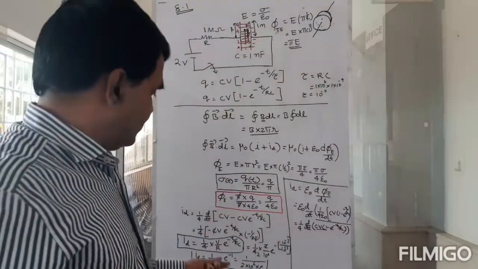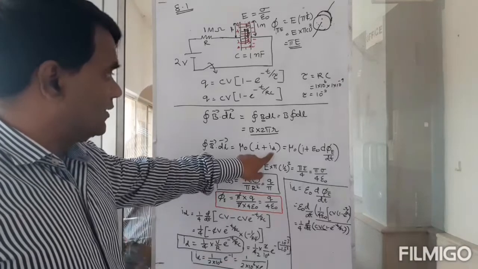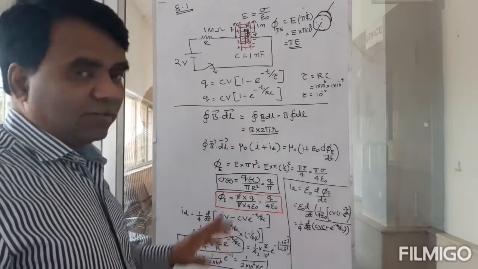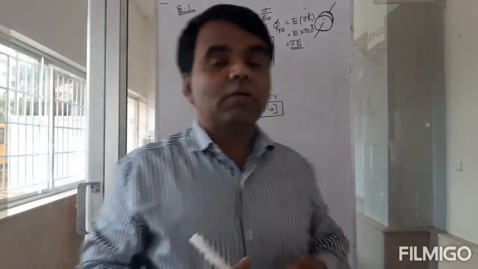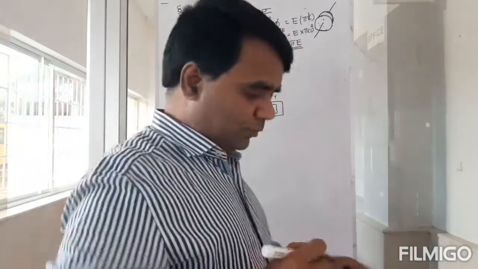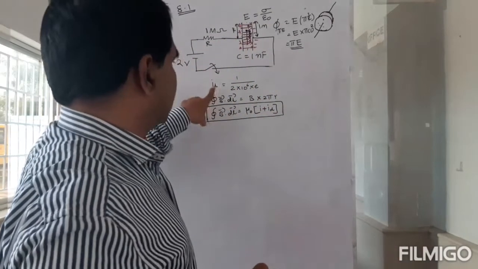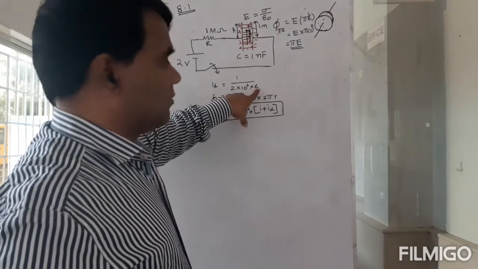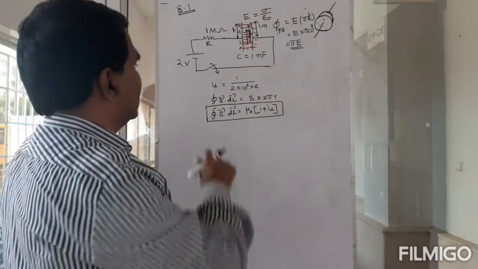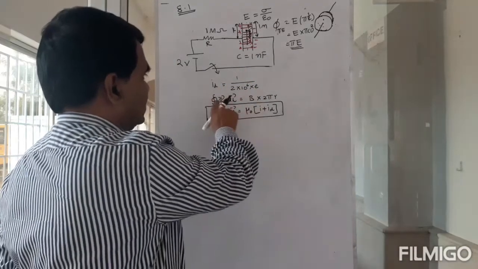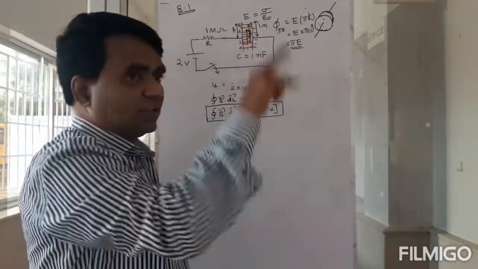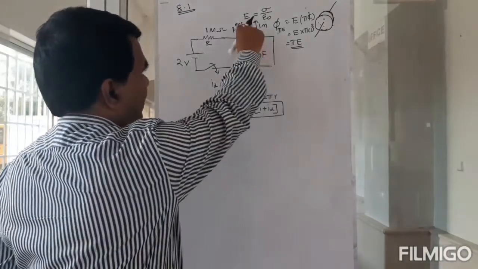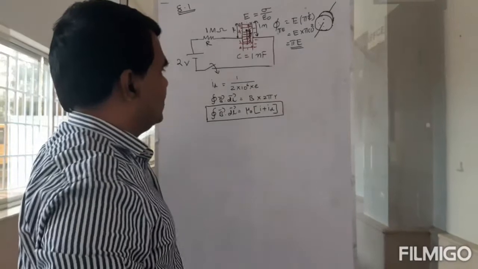But I am not done with it yet. What I found is only this. Now I need to equate it with the other things, B into 2 pi r. So let's continue. What we have done is found the displacement current ID, which is equal to 1 by 2 into 10 power 6 multiplied by e. And we also found that the line integral of B dot dl over the imaginary loop is equal to B into 2 pi r.